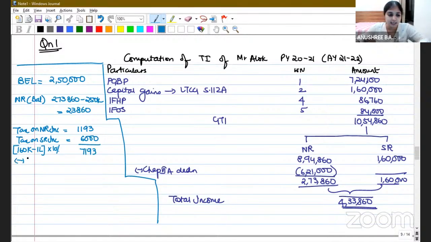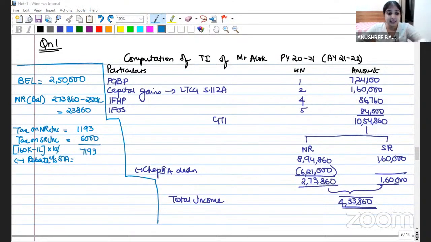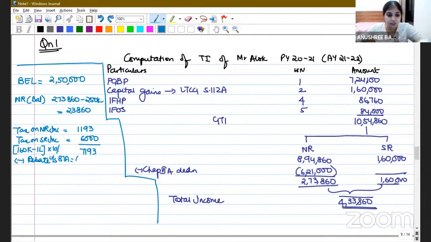From this, we subtract rebate under section 87A. First of all, tell me, is rebate applicable? For rebate to apply, we have some conditions to fulfill. Assessee should be a resident, assessee should be an individual, and total income should not be more than 5 lakhs. Yes, total income is not more than 5 lakh. Total income is only 4,33,860. Total income is within 5 lakh. Assessee is an individual, assuming he's a resident, so rebate is applicable. But what is the maximum rebate? 12,500. Now at this stage, you guys think and tell me what is the rebate amount which I should subtract.